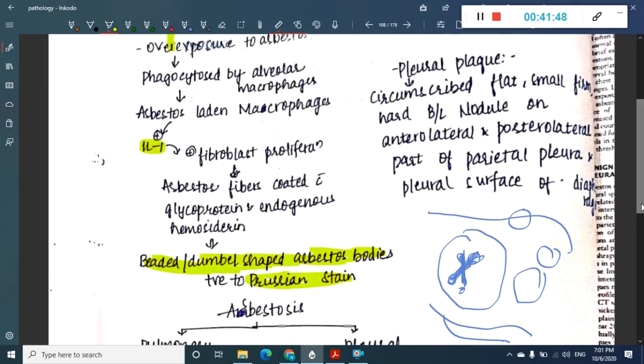So sometimes these asbestos bodies are also seen on the pleura. When they are seen on the pleural surface, then we call it pleural plaque, and it is most commonly seen in the anterolateral or bilateral part of the parietal pleura. Okay, so this is about asbestosis.